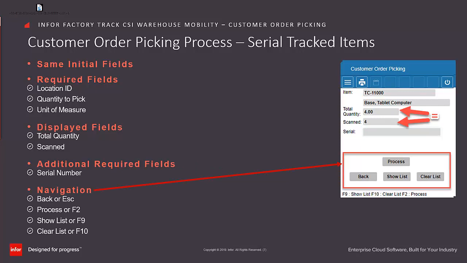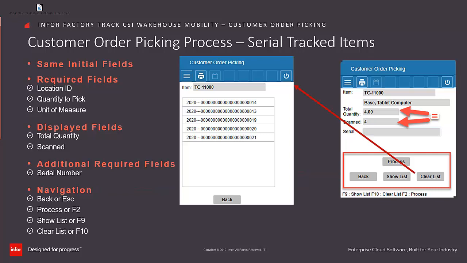Once the scan quantity equals the total quantity, the processing option is enabled. Click on the Process button to process the customer order picking, or we can show the list or clear the list if we wish to start again.